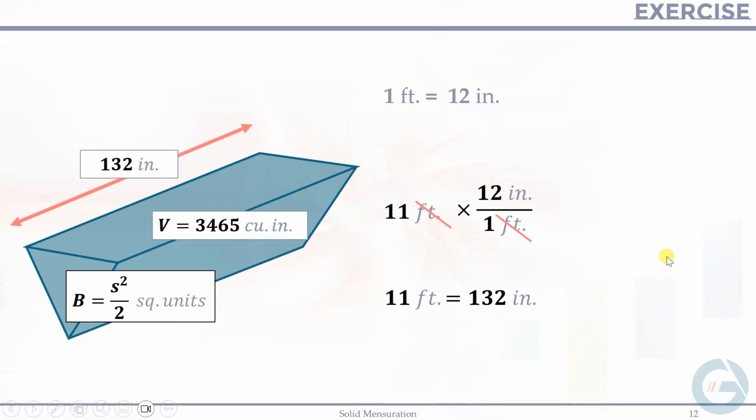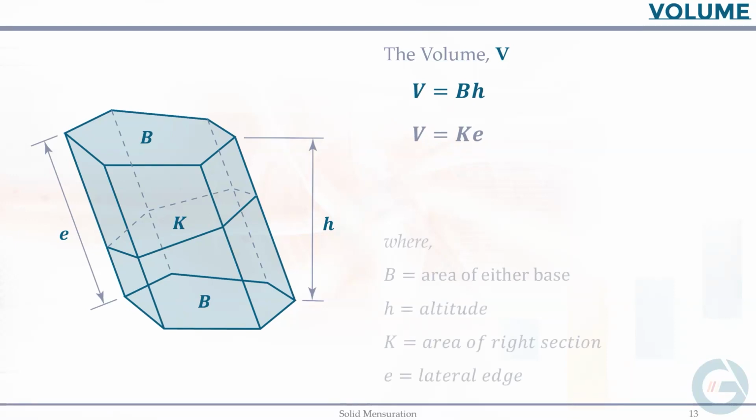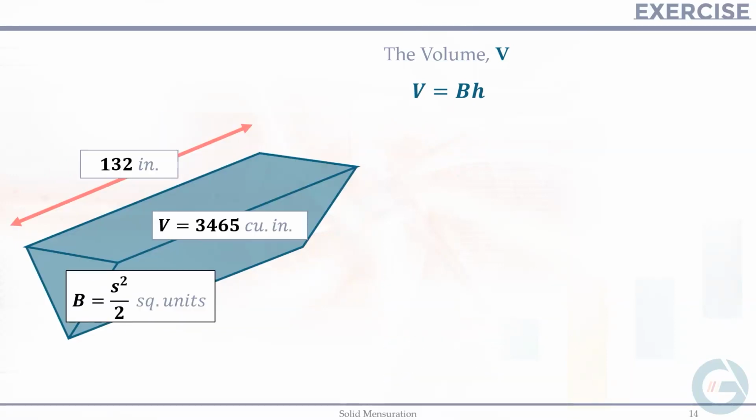So we can calculate now for the volume. We have the area of base and we have the height. For the volume of the prism, refer to this sample prism again. The volume for this prism is area of base times height. So let's use this equation for the problem. Let's plug in the values. We have volume equals 3,465, and the base is S squared over 2 times the height, which is 132.